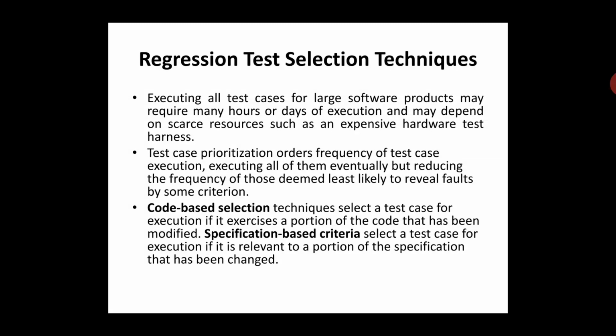If you want to execute all the test cases, there should be some way to ensure that you complete all your testing within a certain time. So test case prioritization orders the frequency of test case execution, executing all of them eventually, but reducing the frequency of those least likely to reveal faults by some criterion. If you want to execute all the test cases, okay, fine, but it requires many days of effort. If you want to execute them within a short period of time, you need to follow some criteria. What was the criteria?